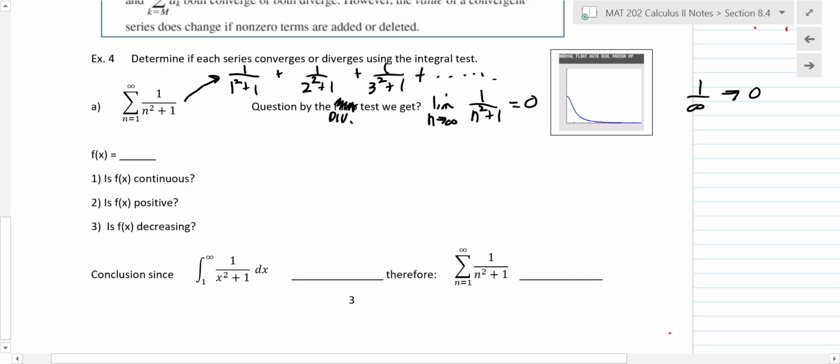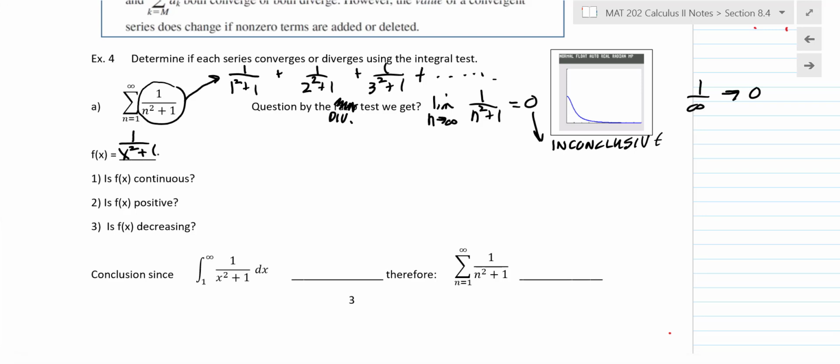Okay, so what we're going to do is we're going to do the integral test. So since that's 0, that means that that's inconclusive. We don't know yet if it diverges or converges, so we're going to go to the integral test if it applies. Okay, so the first thing is we're going to represent this by a function, and we're just going to change the n to an x. Okay, we're just going to look at 1 over x squared plus 1. We're going to look at that function.